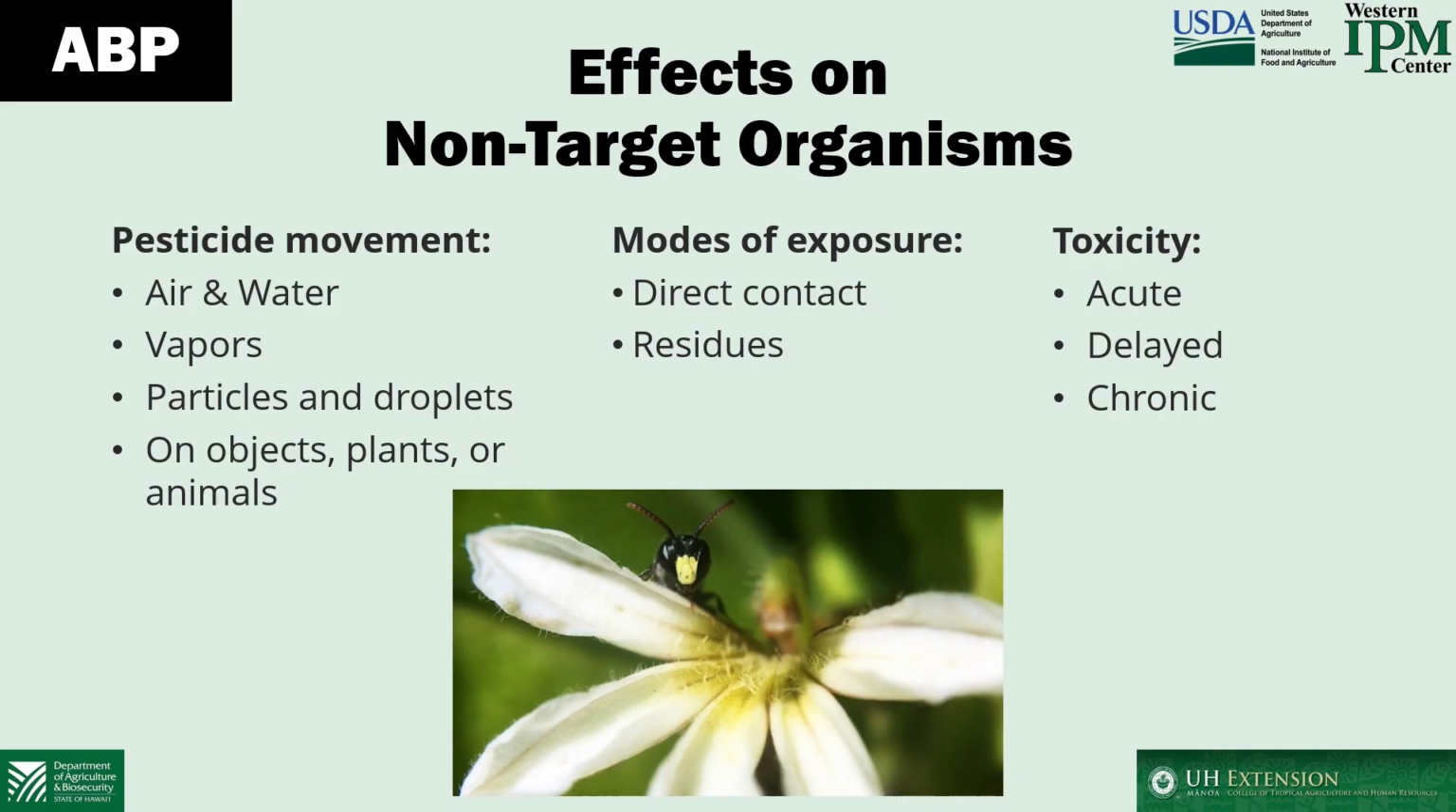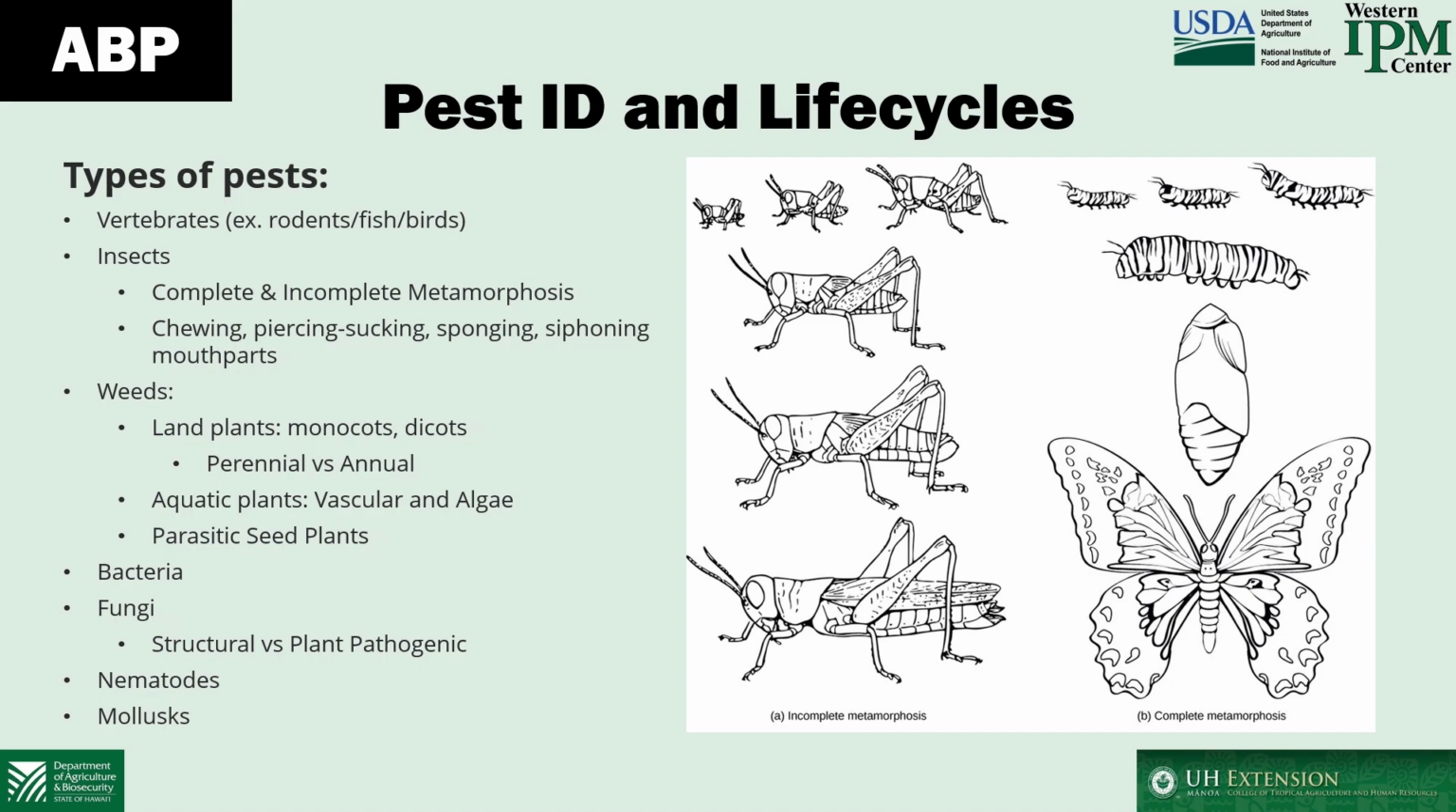So something that's really important when we are choosing pesticides is understanding our pest. There are lots of different kinds of pests that we could run into, from vertebrates to insects, to weeds, to bacteria, to fungi. Within insects, there are these 2 different types of growth. It's important to understand which area your pest falls into.